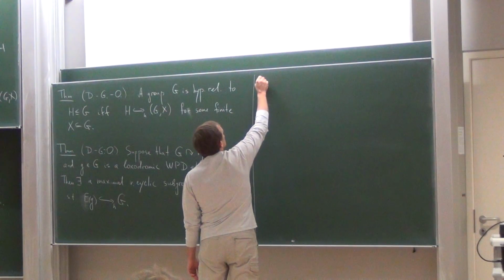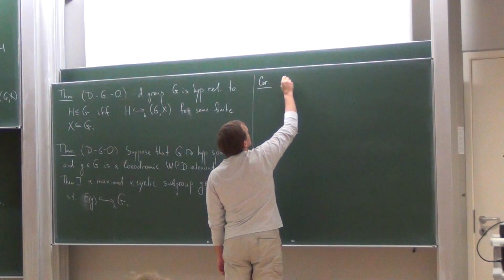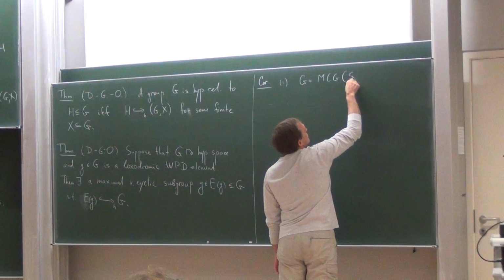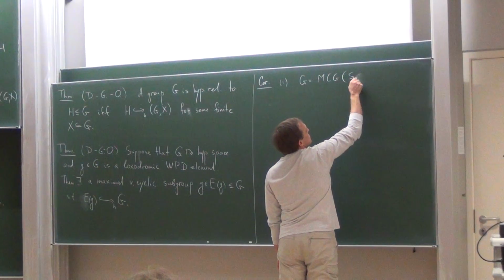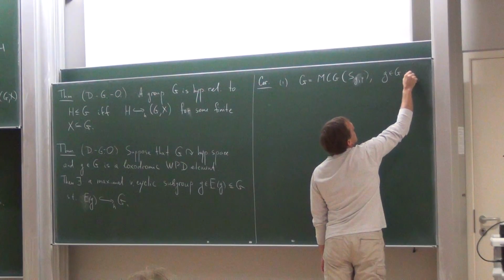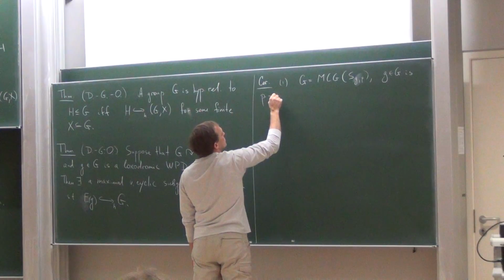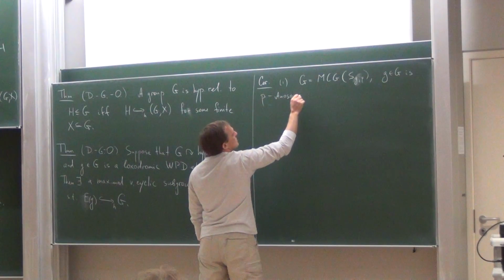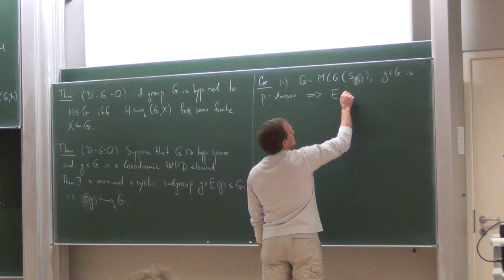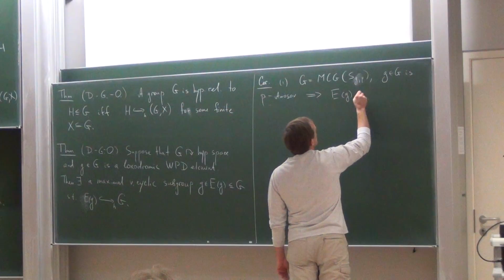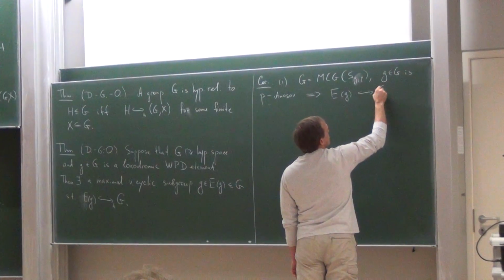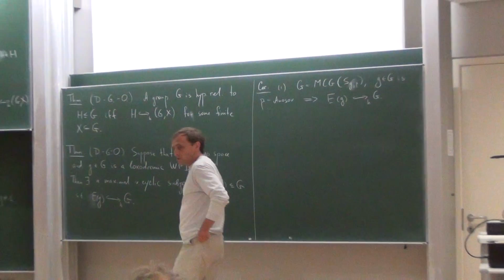Here are more particular examples. Suppose that G is the mapping class group of a surface of genus g with p punctures, and g in G is pseudo-Anosov. Then g is contained in a maximal elementary subgroup, which is a maximal virtually cyclic subgroup, which is hyperbolically embedded into capital G.